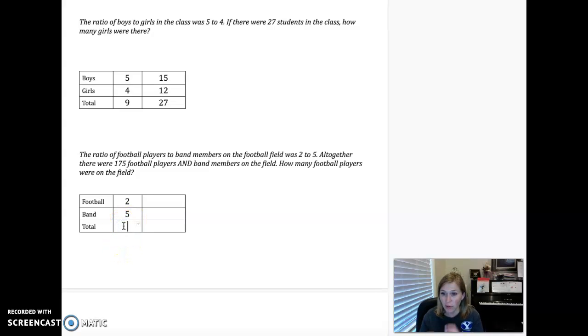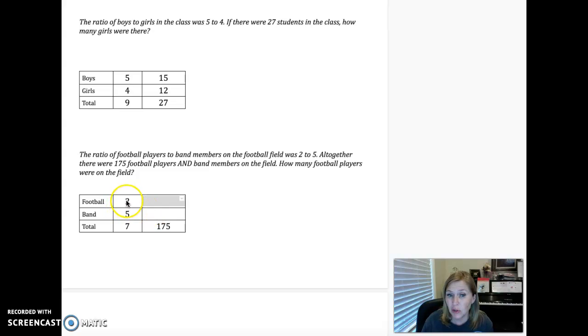And now to find the total of the ratio portion, let's add them. So 2 plus 5 is 7. Okay, now it says altogether there were 175. So altogether 175. Now it says how many, that was with football players and band members. So how many football players were on the field? So this is the one that we want to find up here, is football players. Okay, so I'm going to use cross multiplication on this one to help me find this missing piece.